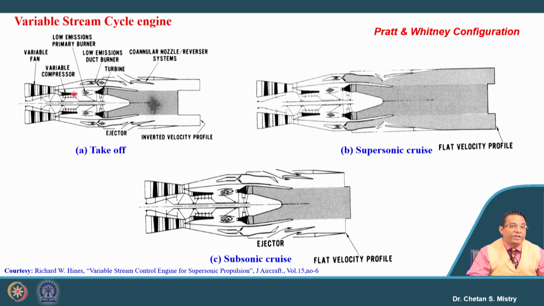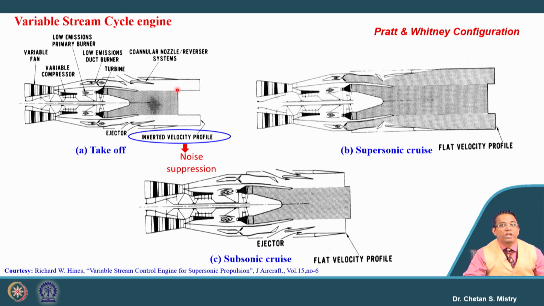So under that configuration, we will be having the opening of this particular stream. So that's what will be giving the inverted kind of velocity profile. Okay, so under takeoff condition, we will be taking care of noise suppression. Suppose, say, we are looking for supersonic cruise where my thrust requirement is higher.